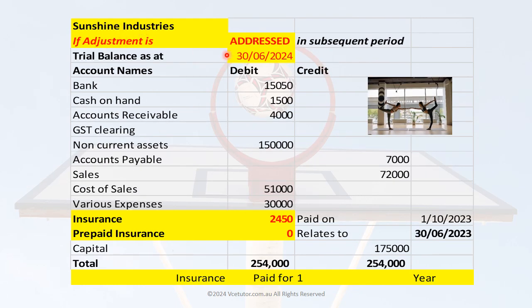What happens if the adjustment is addressed in subsequent period in trial balance on 30th June 2024? We come directly to this insurance here. You can see the amount has been increased to 2,450. This includes the amount paid on 1/10/2023, which is 2,000, and the other 250 that you saw in the previous slide, that was relating to the prepaid of last year. Prepaid of last year was an expense for the current year, so the insurance will become 2,450 and won't be any prepaid insurance balance.